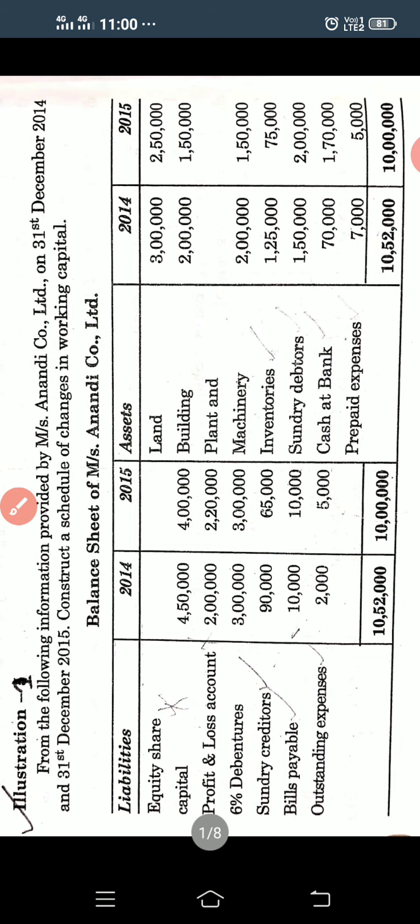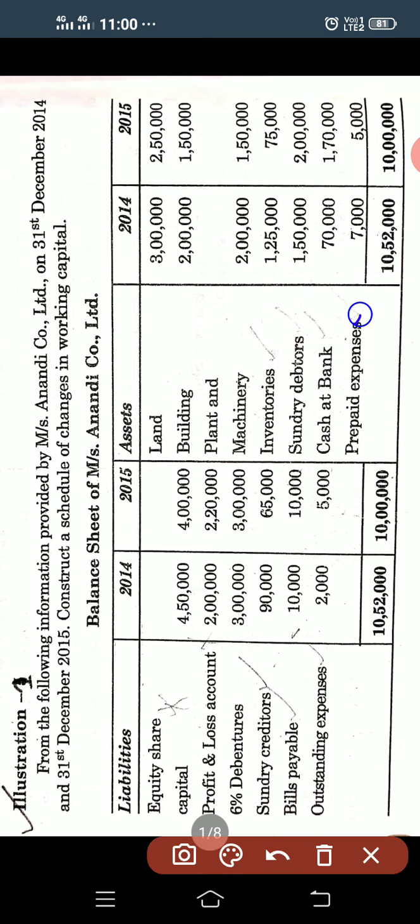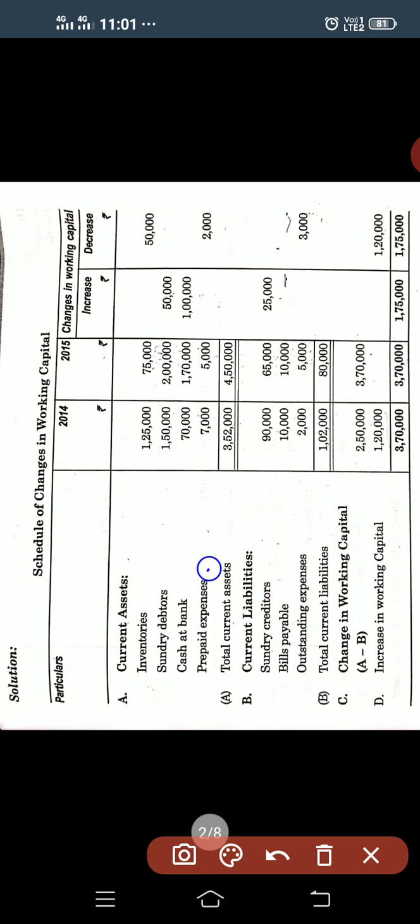The next asset is the prepaid expenses. So it is also a current asset, 7,000 and 5,000. So record that here. Prepaid expenses 7,000 and 5,000. So we have recorded all the current assets.